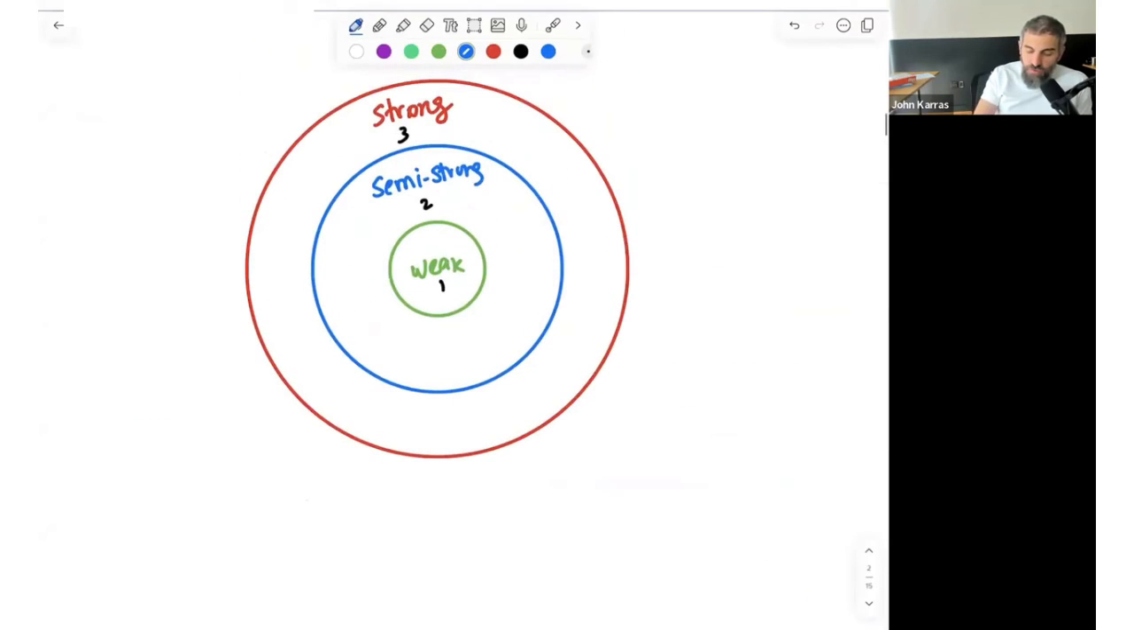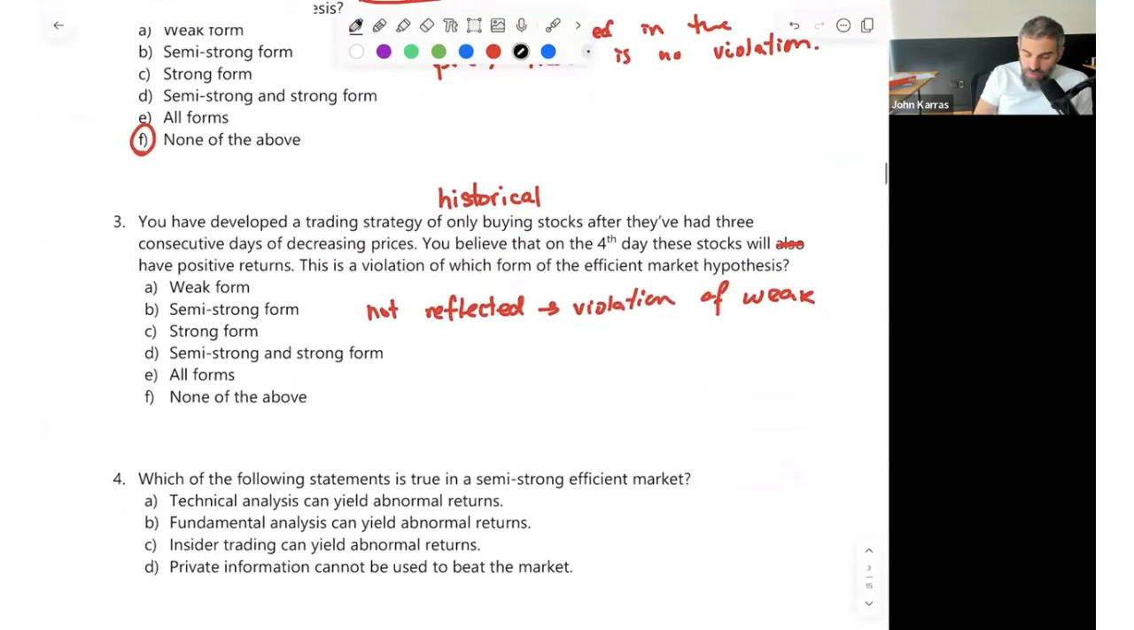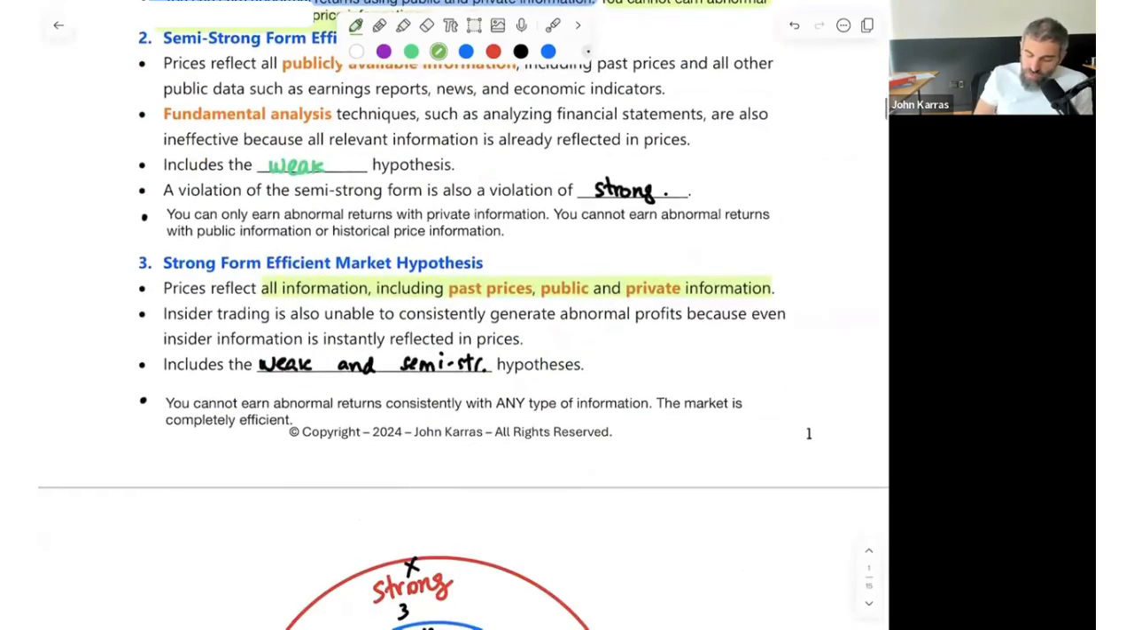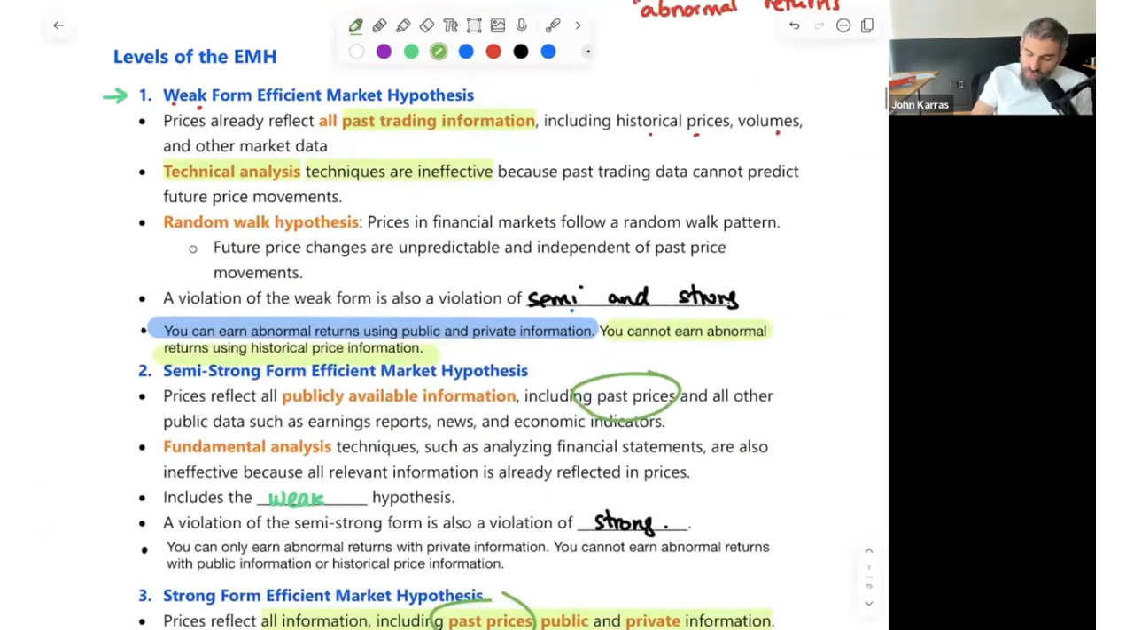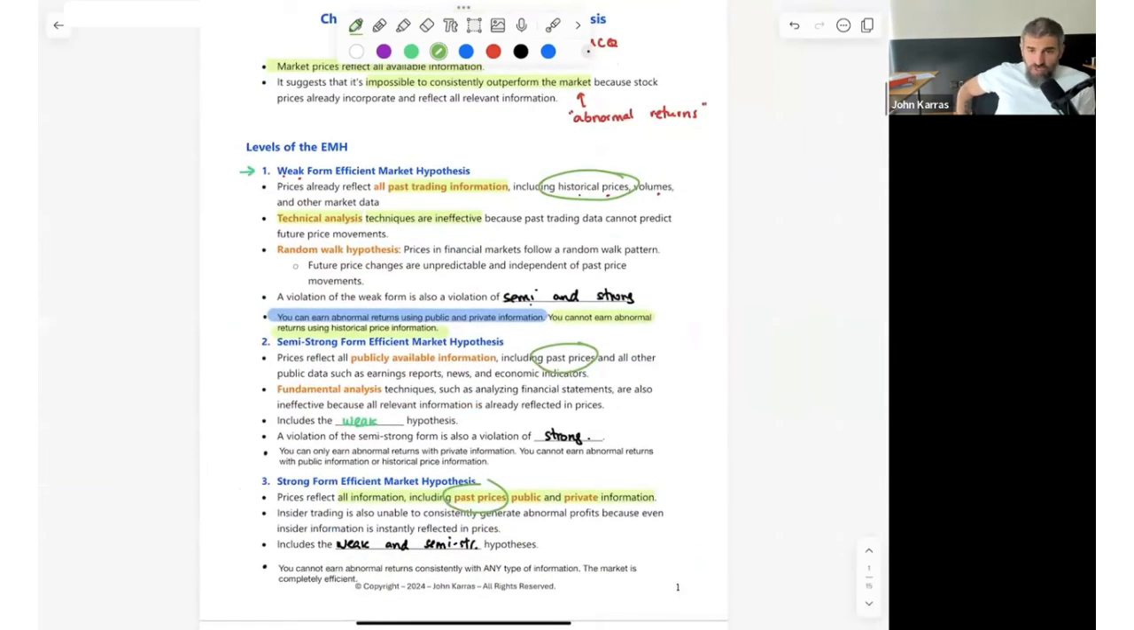So this is what I was saying. If you forget, when you violate one, you automatically violate the ones above it. So the best answer here is actually E. This is a violation of all forms, because they all say that historical information is reflected in the price. All three of the levels, if you look carefully at the rules, all three of them say that historical information is reflected in the price. So here you have historical information not reflected in the price, so you are violating all three of them.